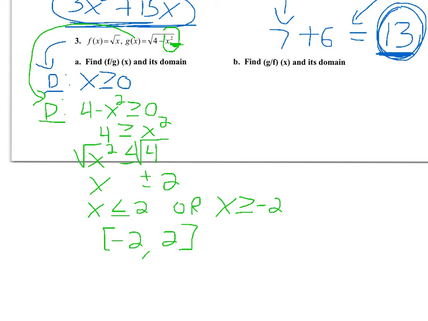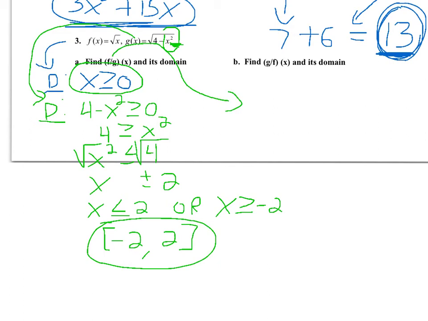So if I want to find the domain of this function, well, actually, you know what? Let's just leave it like this. Okay, that's the domain for g. This was the domain for f. Now let's do what f over g is. So I'm just going to slide it over here. So we're going to have f over g. Well, I just leave it as square root of x over square root of 4 minus x squared.